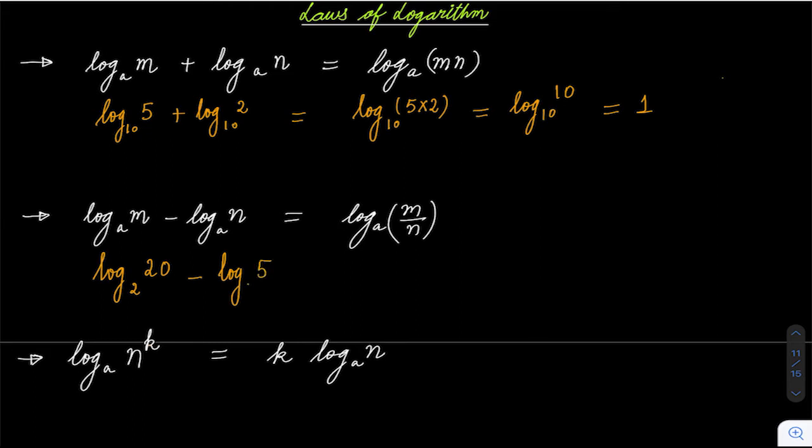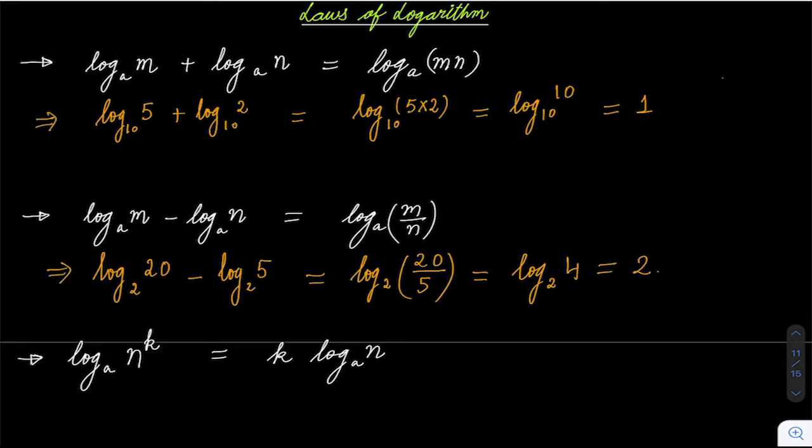So this is how you will read a log expression: log first number then base. So log of 5 base 2 equals to. As you can see, base is same, logs are subtracting, so you can divide the numbers. So 20 divided by 5, you can write it like this. And 20 by 5 is nothing but 4. So log of 4 base 2, which is nothing but 2. So these laws will help you in solving exponential equations and logarithmic equations. So that's the use of these logs.